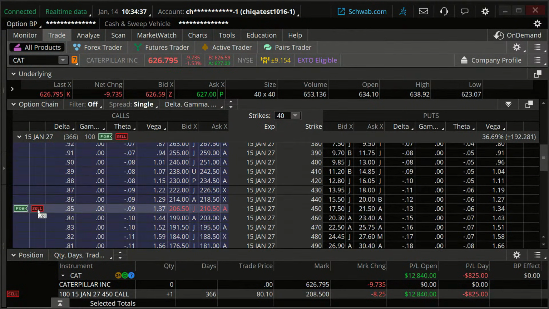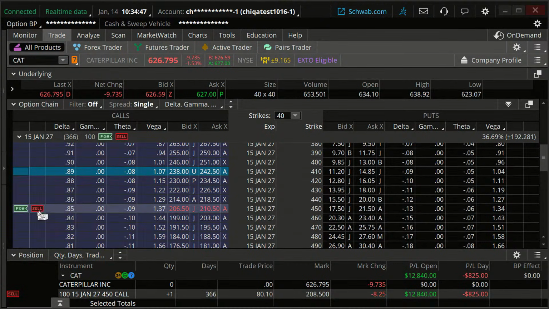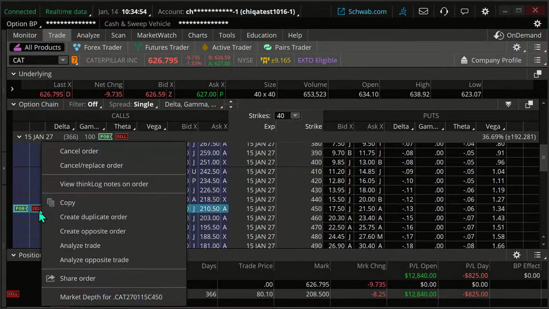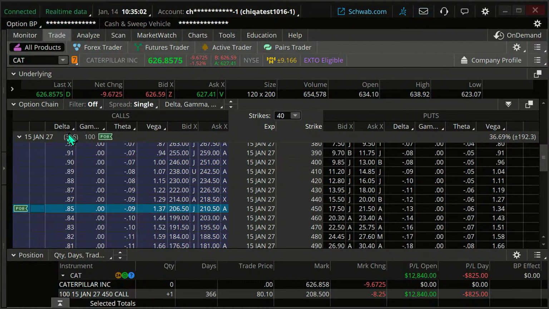Now, I also have a stop order on this. What I'm going to do here is cancel the stop order because I'm going to change the strike. It doesn't do me any good, by the way, to have a stop on a 450 call if we don't have the 450 call anymore. So I'm going to cancel that order.